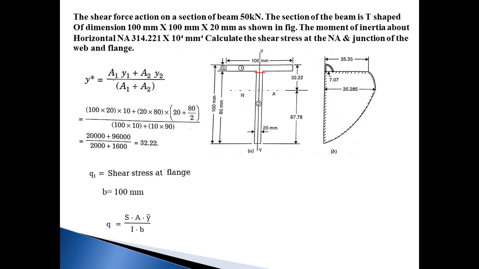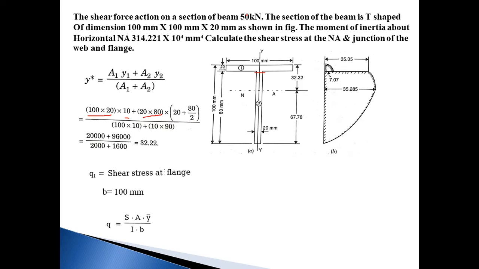So y bar is equal to a1 y1 plus a2 y2 divided by a1 plus a2. Section number 1 is 100 by 20, so this is a1, and y1 is the distance of the CG of section number 1 from the top side, that is, 20 divided by 2, which is 10 mm from the top side. Second, section number 2 is 20 by 80 mm, so this is a2.